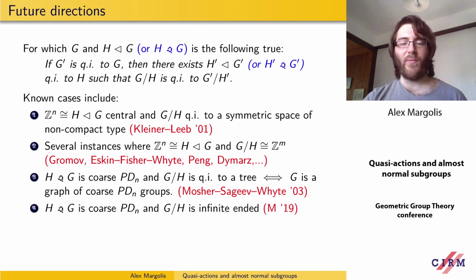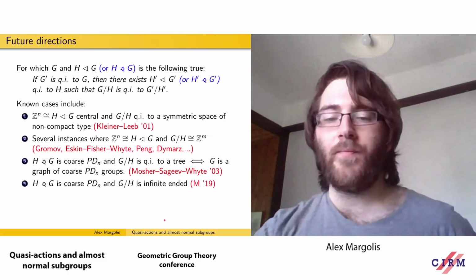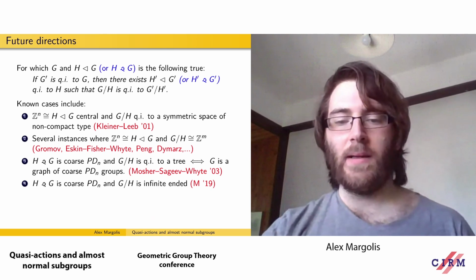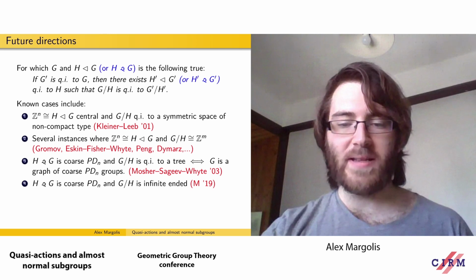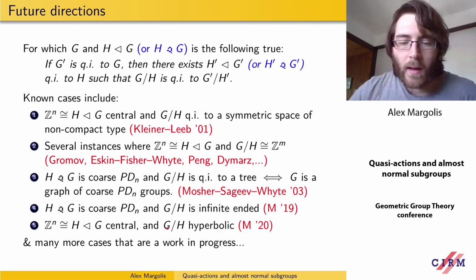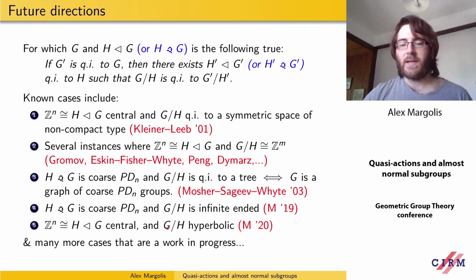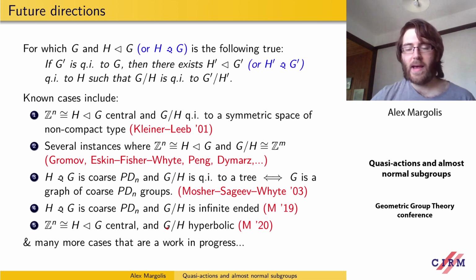And more generally, if we have an almost normal coarse Poincaré duality group such that the quotient space is infinite-ended, and we need to assume a few very mild finiteness hypotheses, then in this situation we also have a positive answer to the meta theorem. And if we have a central Z^n such that the quotient is hyperbolic, then it's also true. And that's what I've been talking about in this talk.